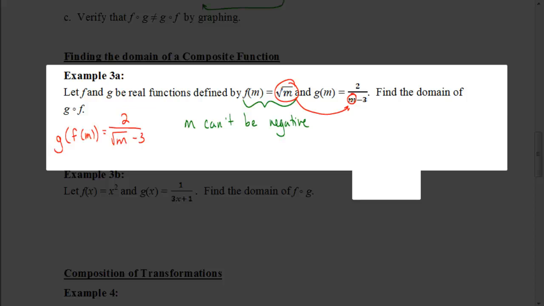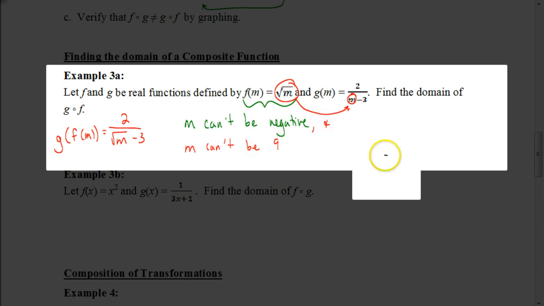Well, remember, we can't divide by 0. So the other thing that m can't be here is m cannot be 9, because the square root of 9 is 3, and 3 minus 3 would be 0. So m also can't be 9.